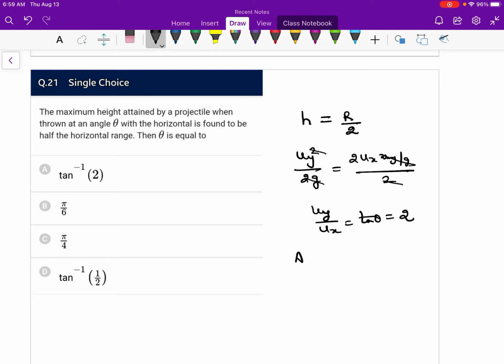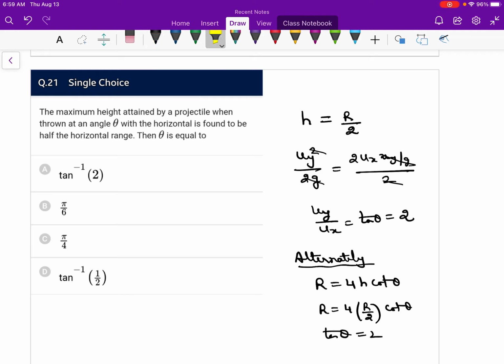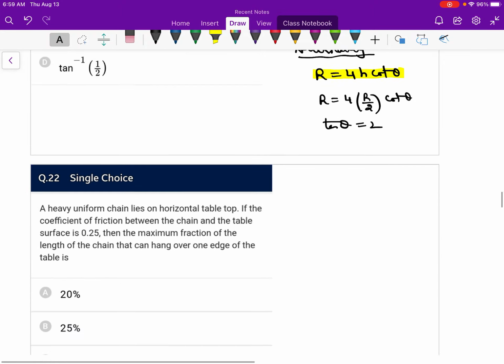Or you could have used the formula directly. Alternately, R is 4H cot theta. So R is 4 into R by 2 cot theta. So cot theta is half or tan theta is 2. You can use this formula directly, that range and height are related as R equals 4H cot theta.